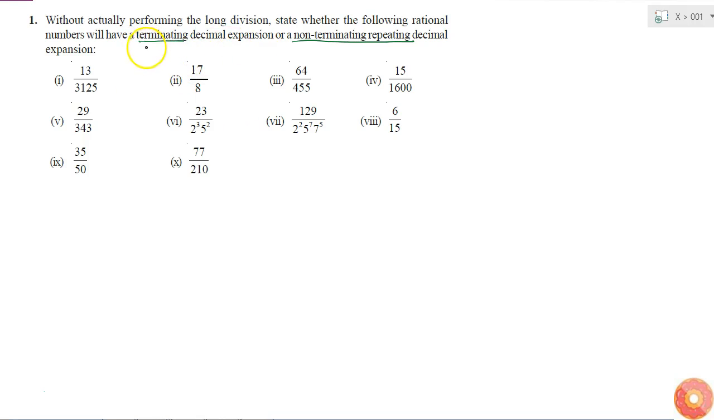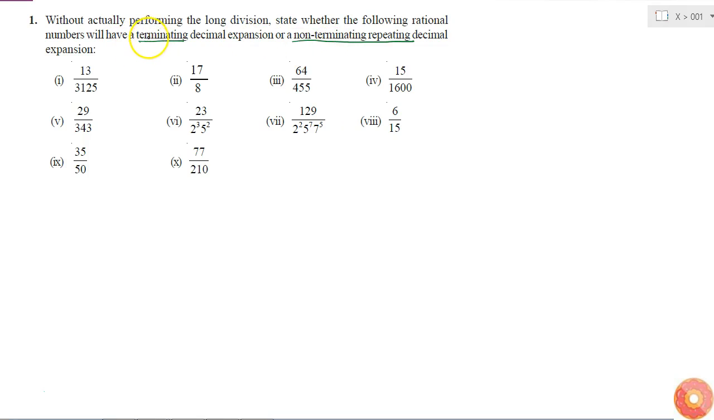I know that if I divide a number by 2, then it will surely terminate, and if I divide a number by 5, then it will surely terminate. But if I divide a number by 3 or 7 or any other prime number other than 2 and 5, then it will not terminate. It will be non-terminating repeating form.